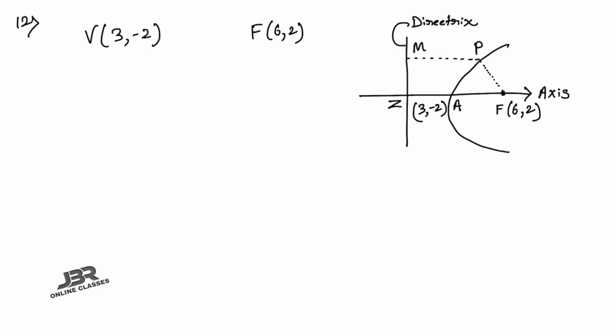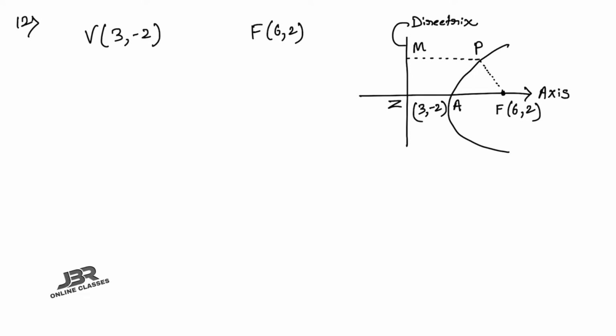Now next one, sum number 12. In sum number 12, find the equation of the parabola whose vertex is at the point 3, -2 and focus is at 6, 2. So here is the diagram. Okay, so here F means focus, A is the vertex. Okay, and this one is the axis of the parabola. So here the given vertex is 3, -2 and the focus is 6, 2.